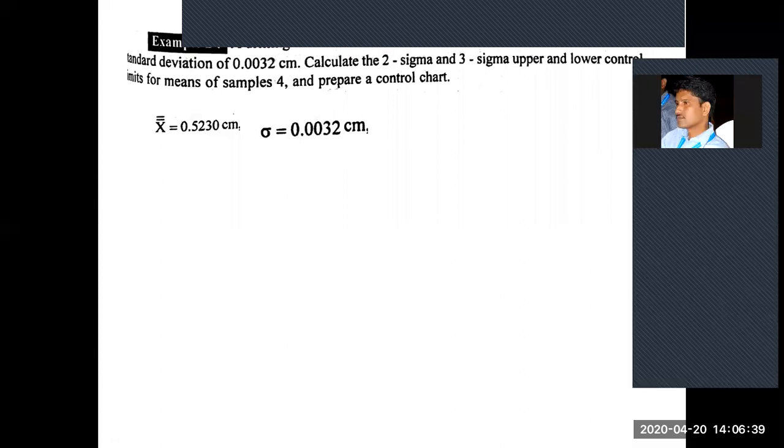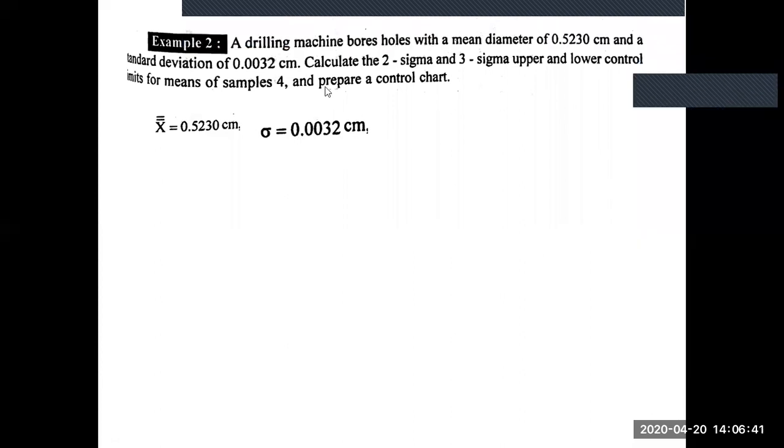Next, what he is asking is the 2 sigma and 3 sigma limits for means of samples of 4. What is the symbol for 4? N is equal to 4. So we know x double bar, sigma, and n is equal to 4.